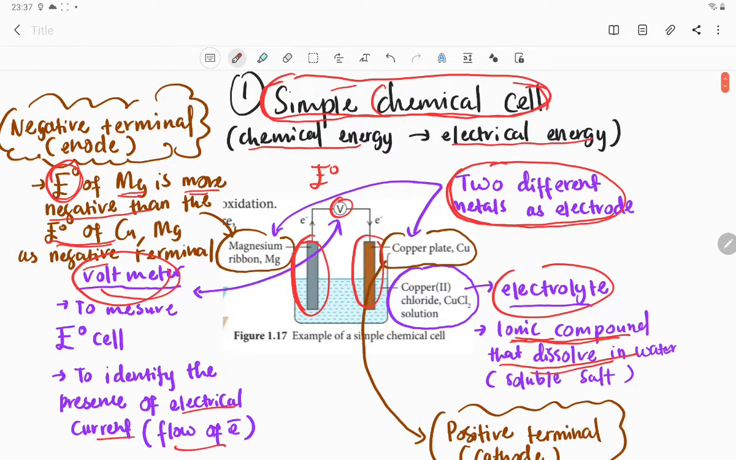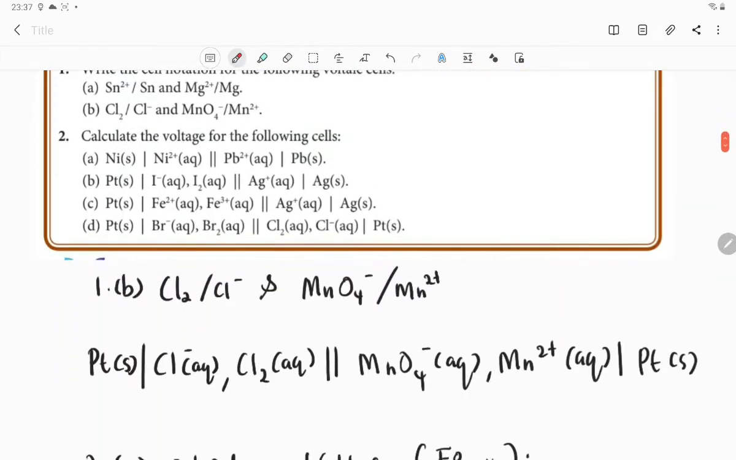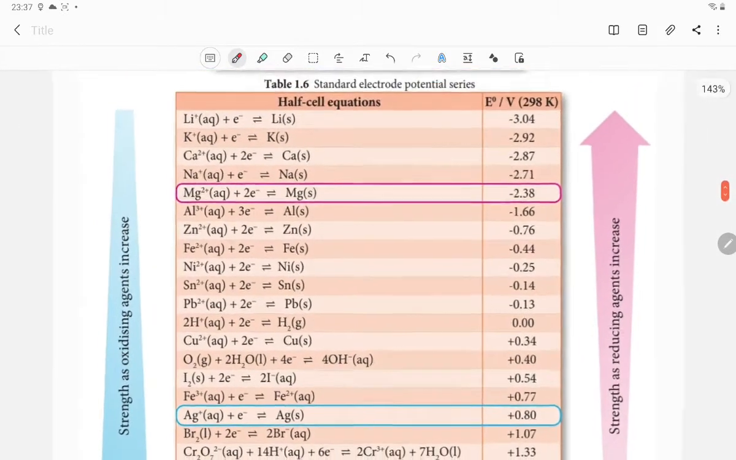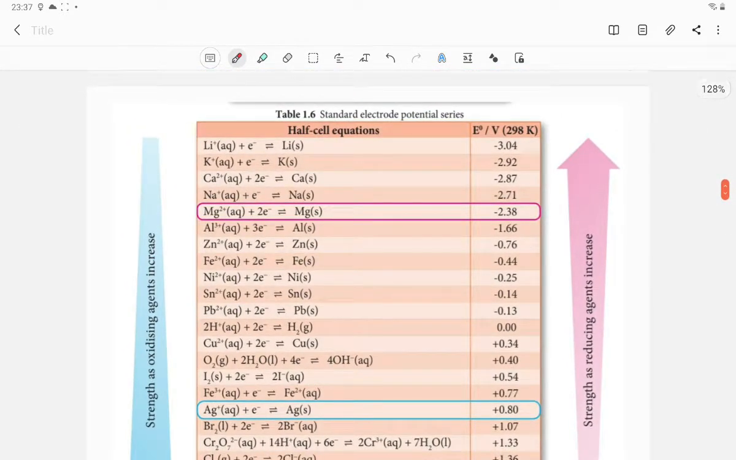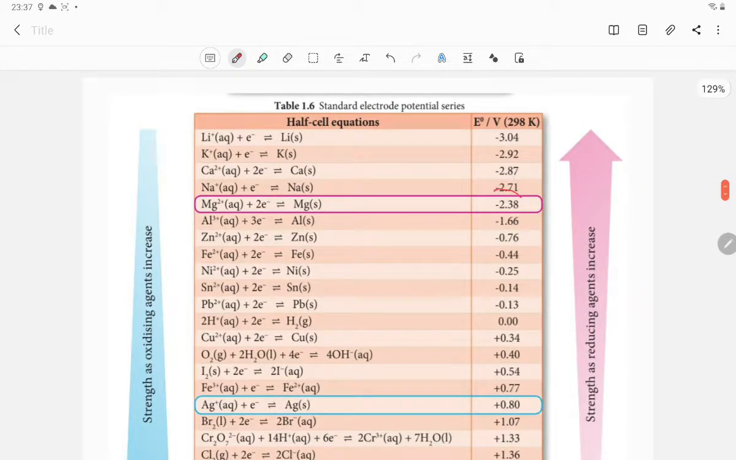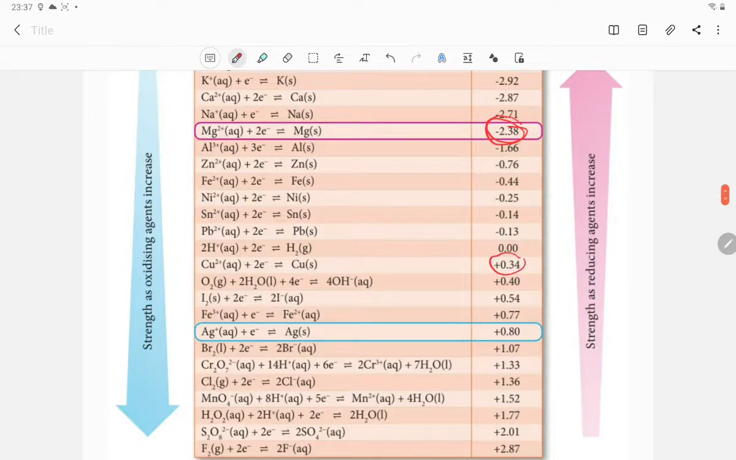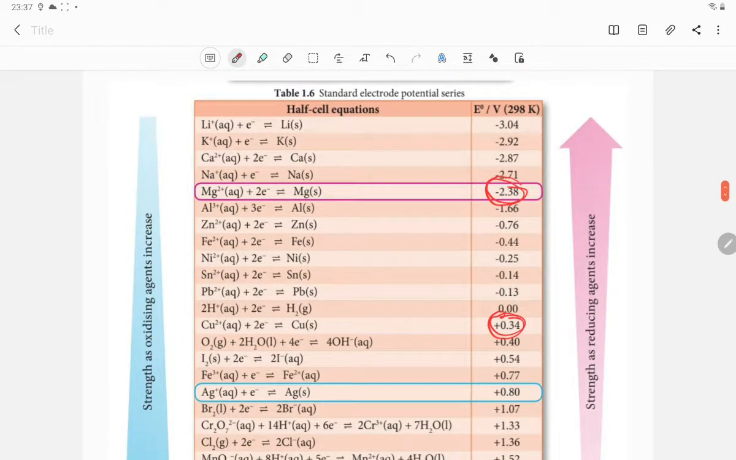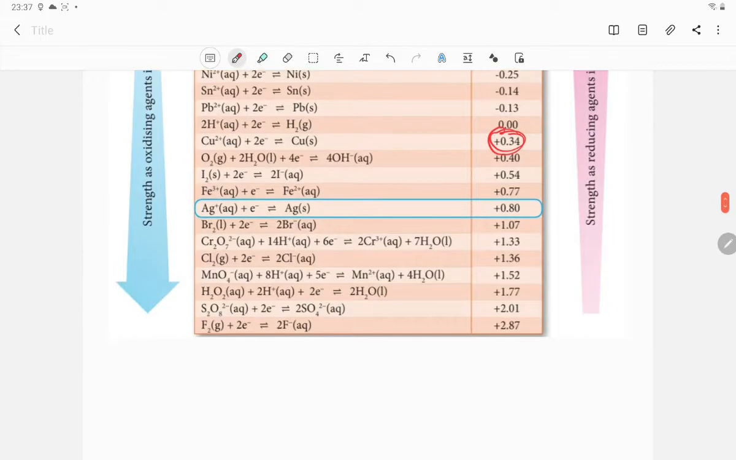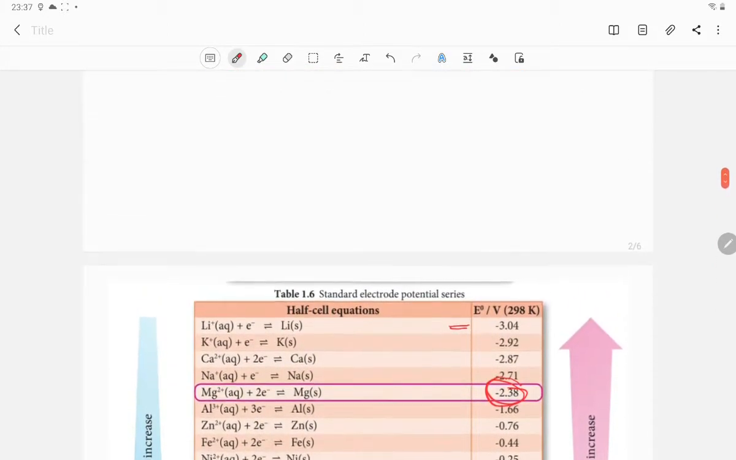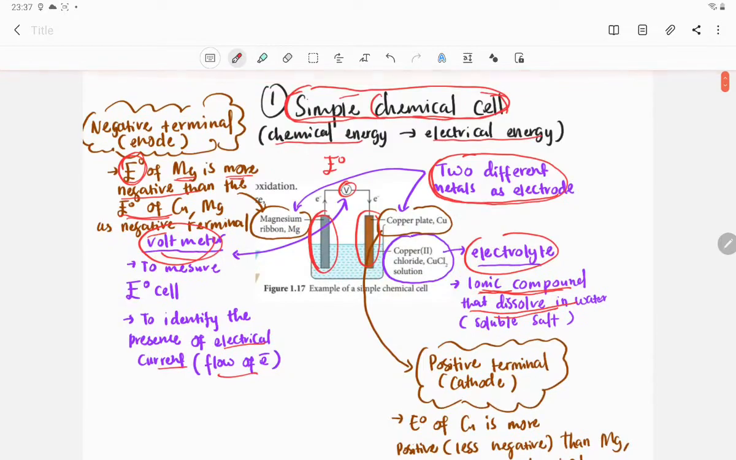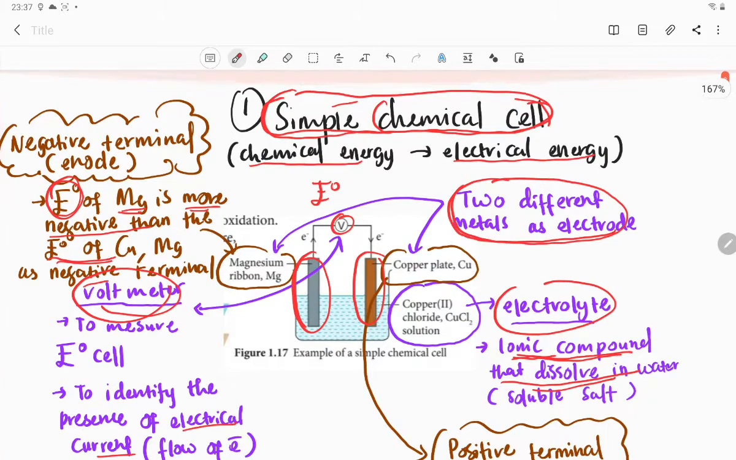Okay, so macam mana cikgu tahu? You have to take a look at the standard electrode potential series. So magnesium is more negative than copper. Okay, cikgu mau pelajar ingat balik, di atas ini more negatif, di bawah ini more positif. So more negative metals will become the negative terminals, ataupun yang kita panggil sebagai anode.